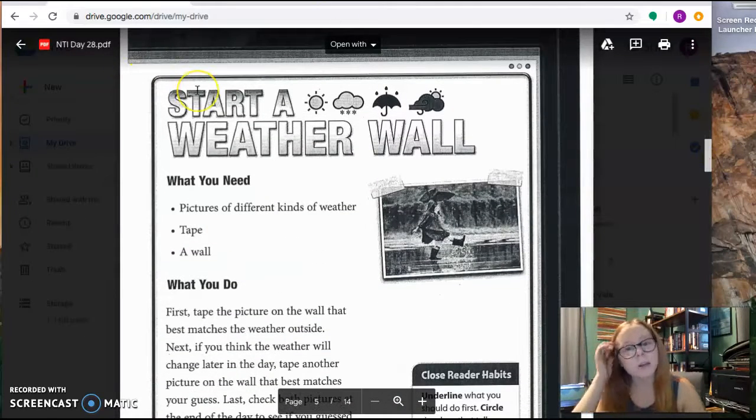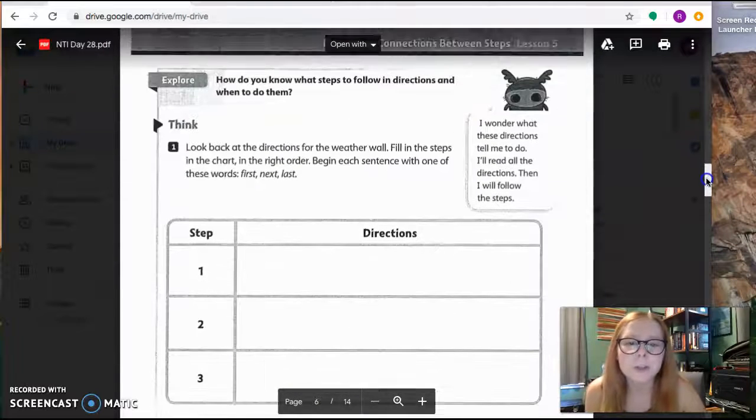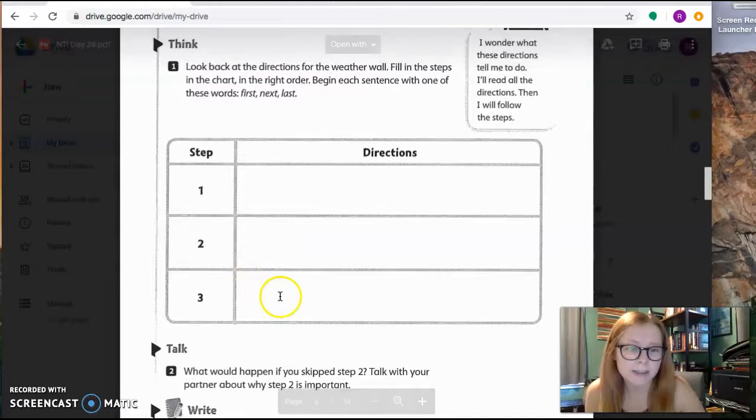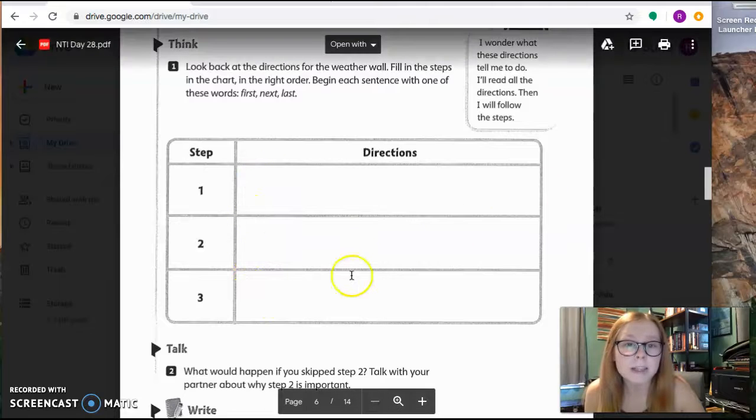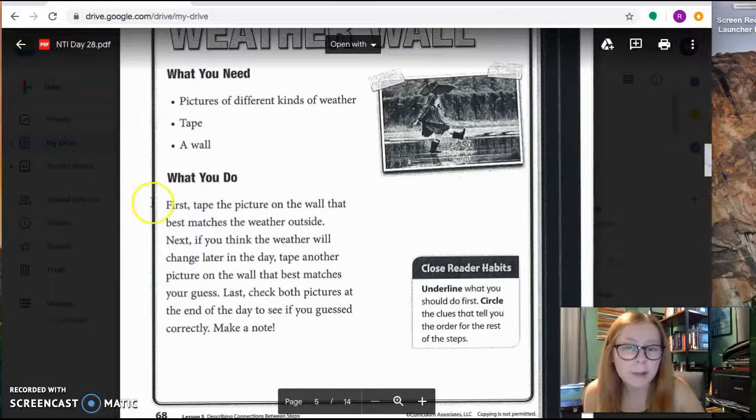So you're going to read how to start a weather wall. You could really do this if you wanted to, boys and girls. After you do that, you're going to do the same thing with the directions. It says begin each sentence with one of these words: first, next, last. So you're going to write the steps that you would need to do in order to make a weather wall. If you come back up here and look in the paragraph, you're going to see those transition words. First is right there. So I know that my first step that I need to write is right there.